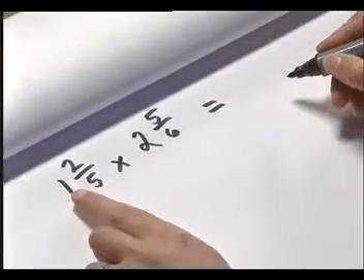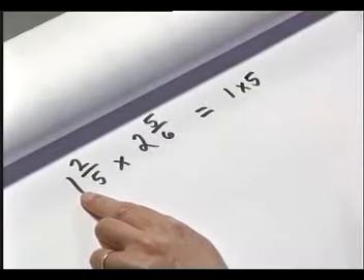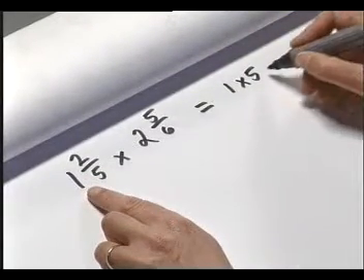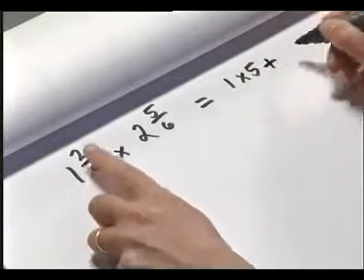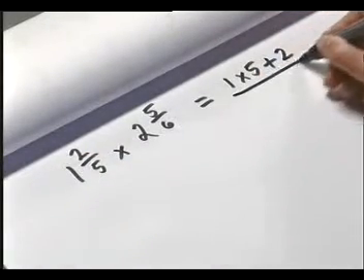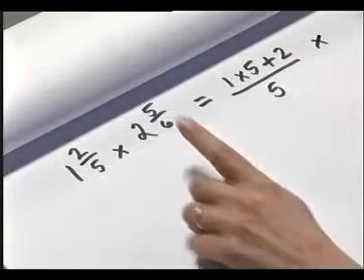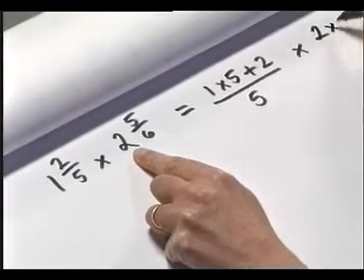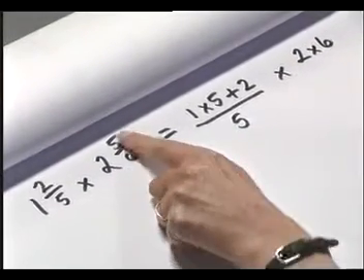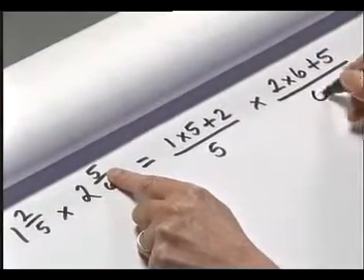So here we have 1 multiplied by 5, because that tells us how many fifths we have with our whole one, 5 of them, plus the 2, that's our total number of fifths, multiplied by, we need the 2 whole ones in terms of sixths, so that's 2 lots of 6, plus the 5, and that's our number of sixths.